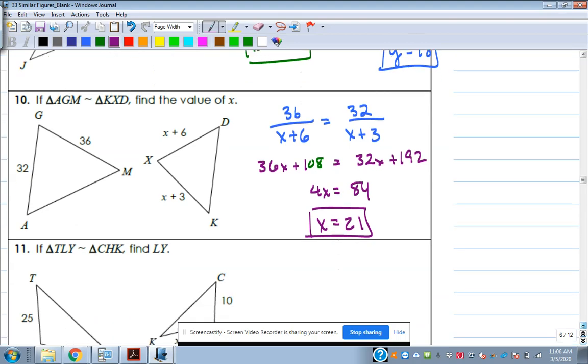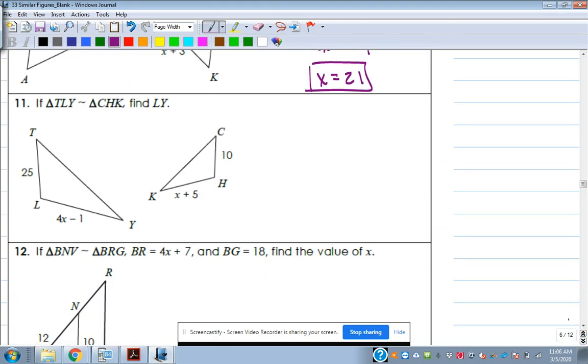All right. Let's check out number 11. Triangle TLY is similar to triangle CHK. Find LY. So they're asking us to find a particular side. Indeed, we do. So let's set up our ratio or our proportion here.